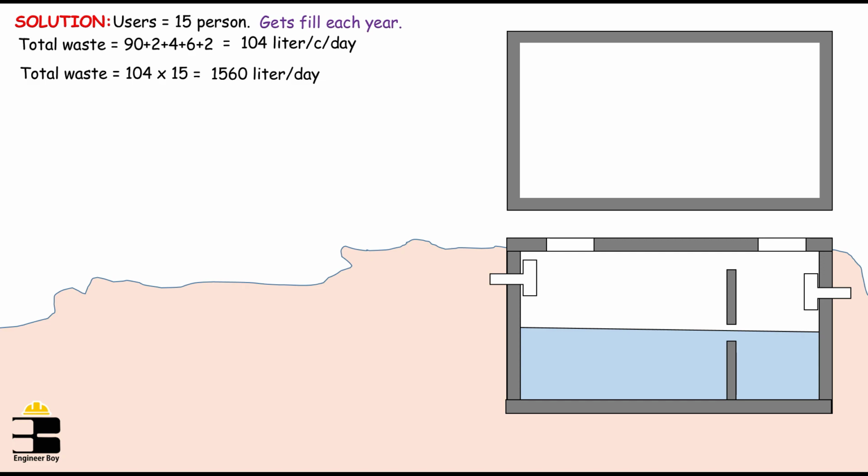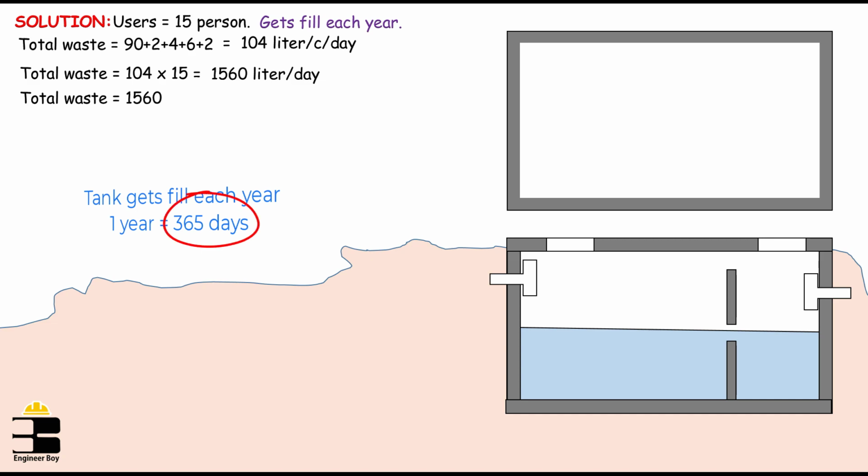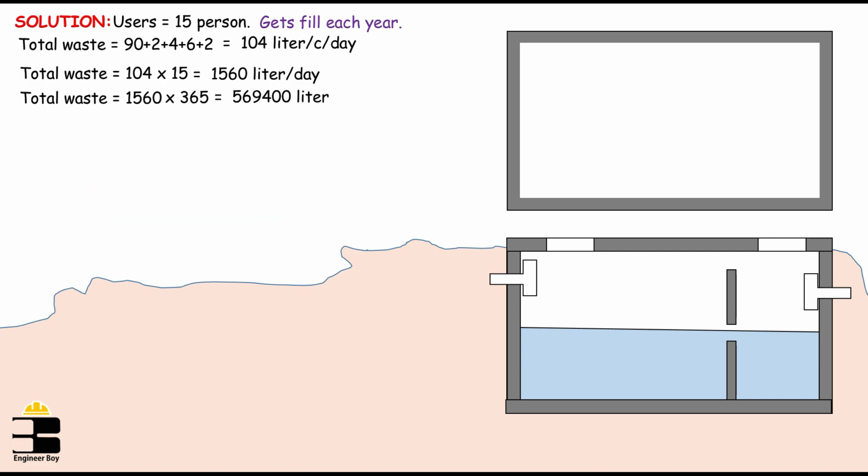So we have 1560 liters per day, and the tank gets filled each year, or after 365 days. So we will be designing this tank for 365 days, which means we need the tank capacity for 365 days. So the tank capacity, or the total waste, equals 1560, which was calculated as the total waste for 15 persons, times the total duration, 365 days. So we get 569400 liters.